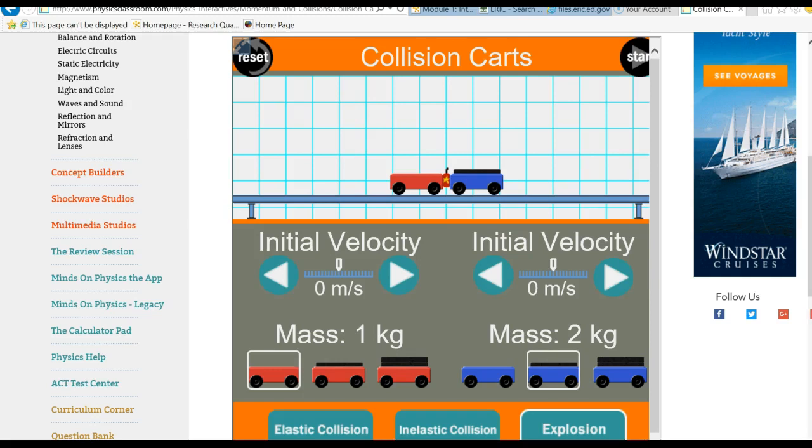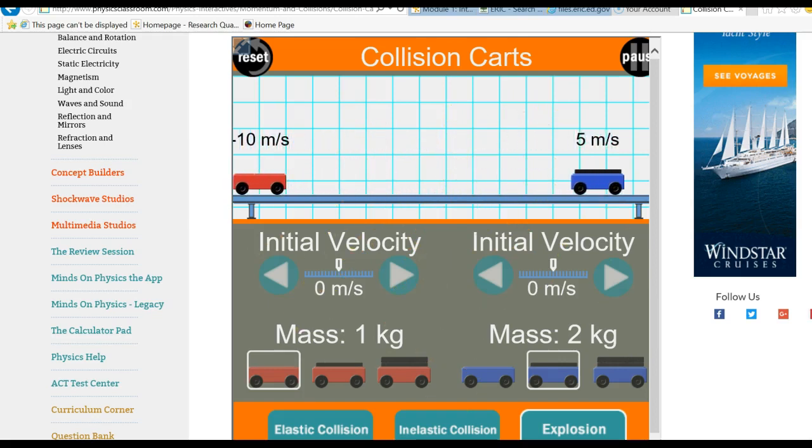Well, let's watch what happens. Did you predict right? Did you predict that the blue cart, which is heavier, moved with half the velocity of the red cart? Do you understand why?